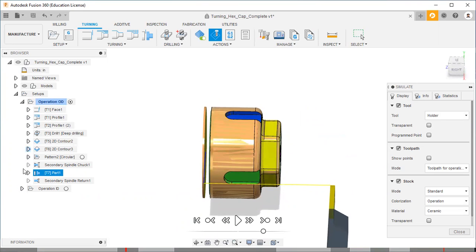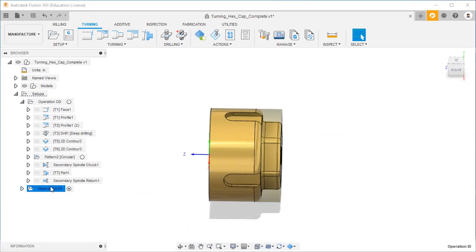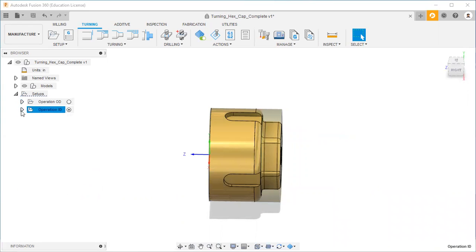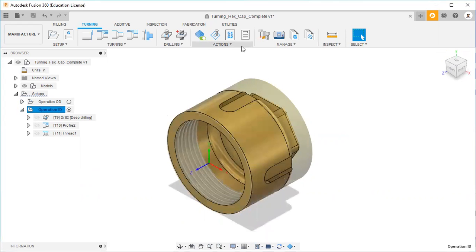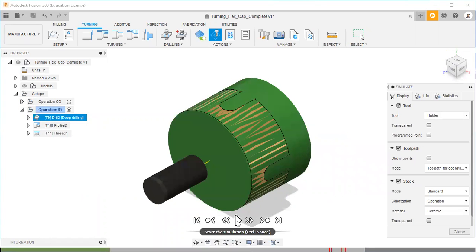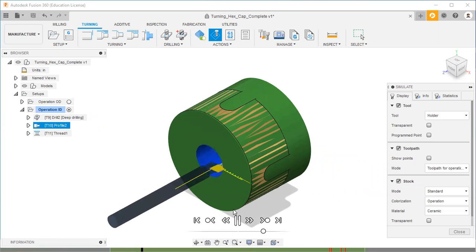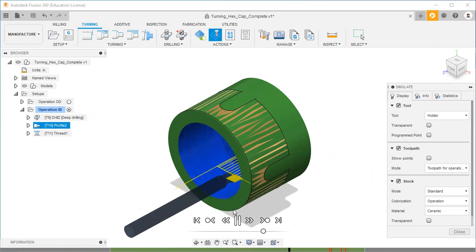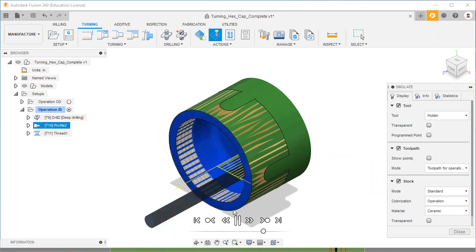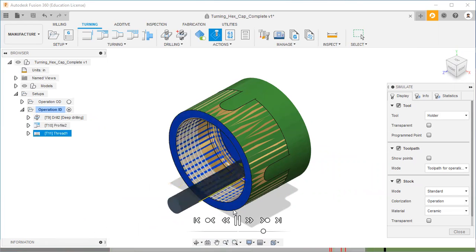Then the operation ID. So I will activate this operation ID and then go to actions and simulate this. So deep drilling, profile, then threading.